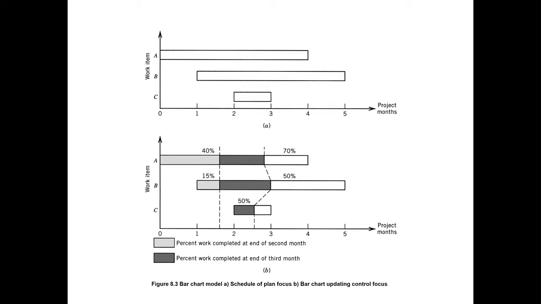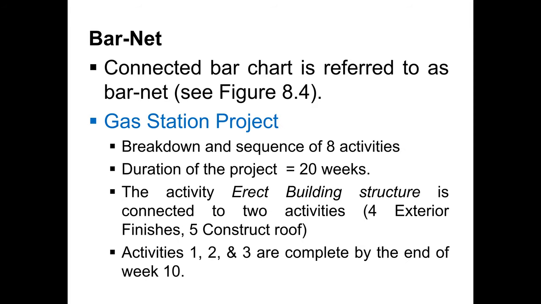So we can report the progress to our head office, to our headquarters, project director, or to the client, how much work is complete. We call it a percent complete scale, or a reporting control model. So we have A as the planning model, and B is the updating control focus, and also percent complete. We can use a bar chart for controlling our work.